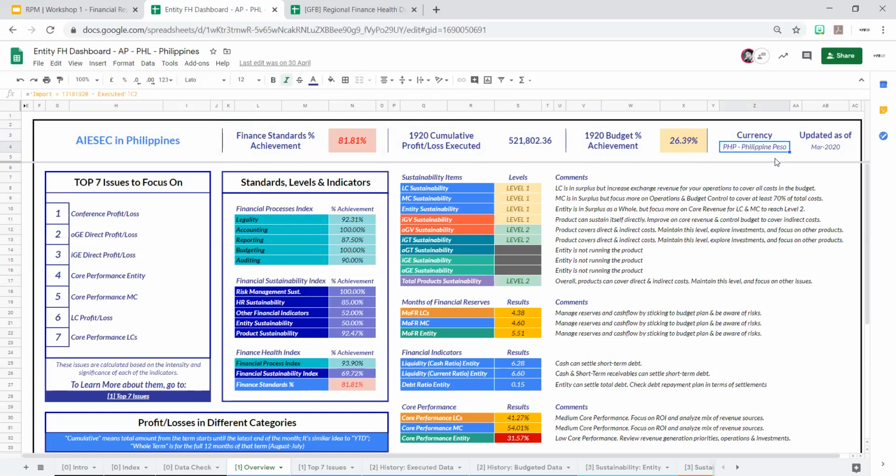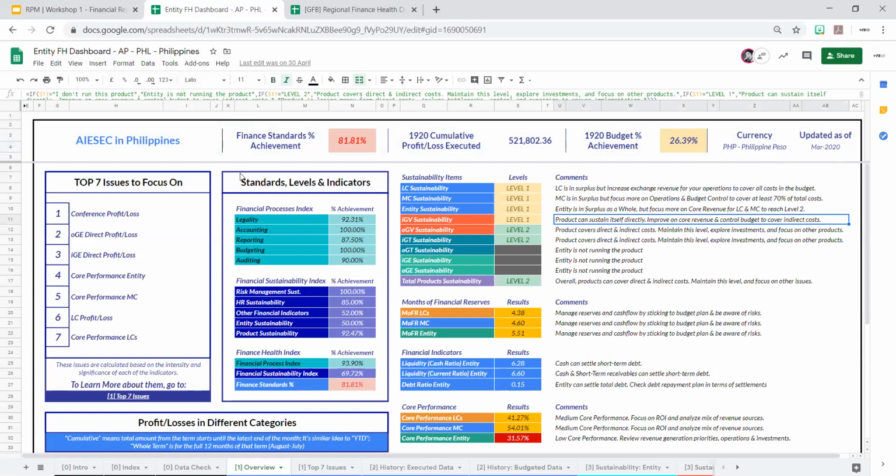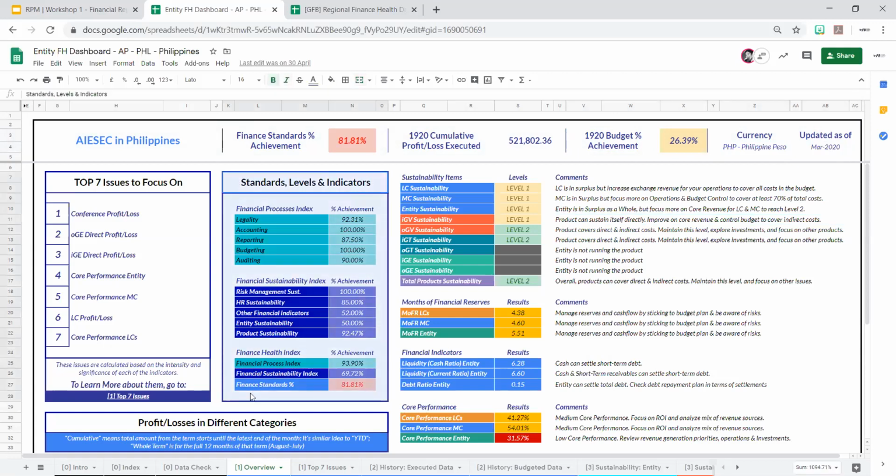So depending on your entity, you would see your local currency, and when this was last updated. Right now, this was last updated March 2020, because the April 2020 data is still in progress, as that deadline is by the 18th. Then you would see different tables. For example, you can see the entity, the standards, levels, and indicators. What are the presentations finance standards? You can see the financial indicators here with the comments.